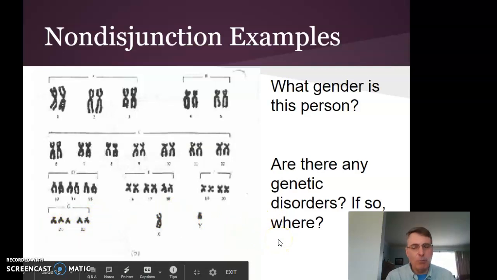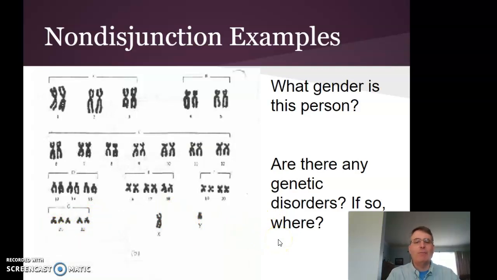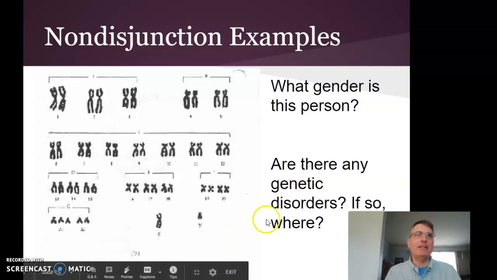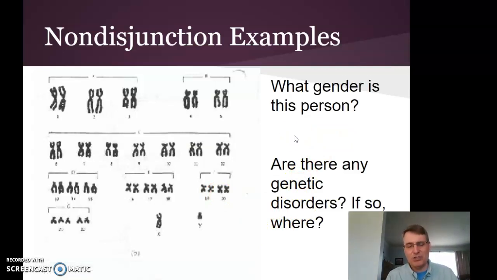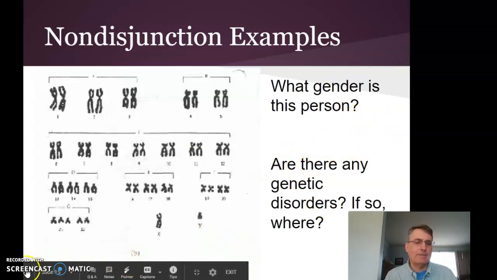That child will be born with Down syndrome, which is probably the most common non-disjunction that we see that causes birth defects. But this one, the child will survive for a reasonable length of time.